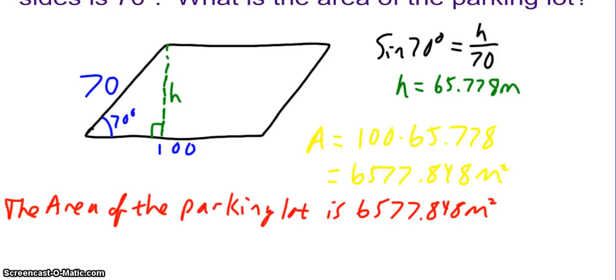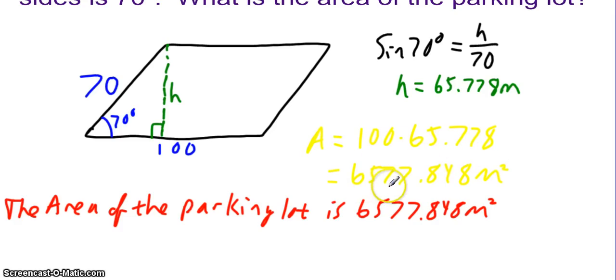Okay, so here in black I drew my parallelogram and I knew that the one side is 100 meters and the other side is 70 meters. And that the angle between the 2 sides is 70 degrees. So I drew in the height of the parallelogram. I believe this is the simplest way to solve this. There are other ways in which you could solve this using the law of cosines and Heron's formula, but that's a lot more work. So then I know sine of 70 equals h over 70 meters. So h is approximately 65.778 meters. Therefore, area of a parallelogram is base times height, which is 100 times 65.778.